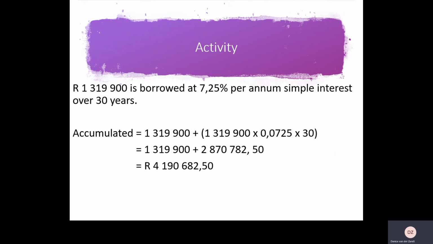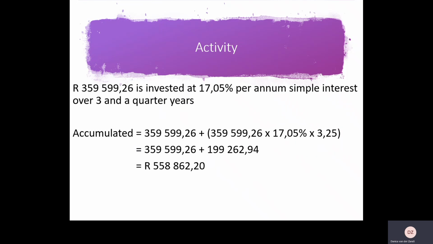Okay, my next one. Objections? You objecting? My next one. 359,599 rand and 26 cents is invested at 17.05% per annum simple interest over 3¼ years. So it's my principal plus my principal times my interest rate times my number of years. And once again, be careful with using 3¼ as a fraction on a Casio. Rather convert it to the decimal.